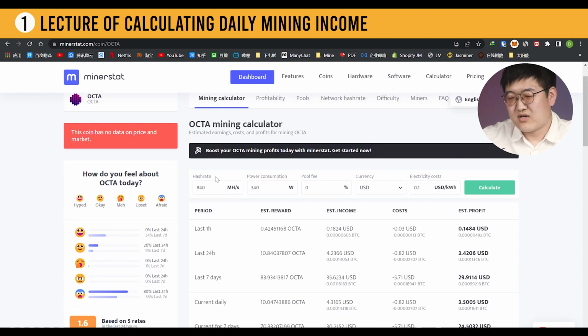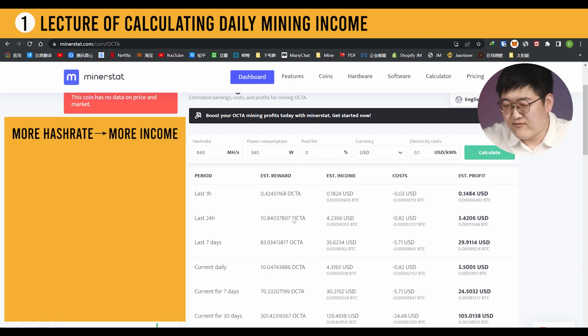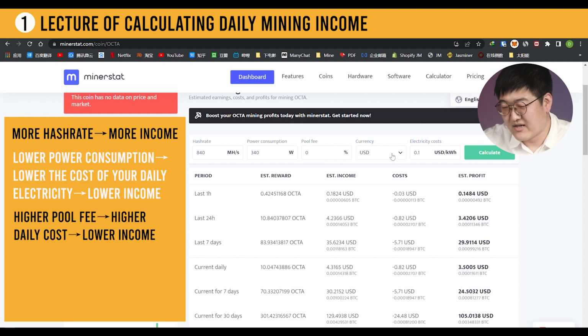Here you can see some figures that will affect your daily mining income, and you should put them in. These are hash rate and power consumption. The more the hash rate, the more the daily mining income of your token. The lower the power consumption, the lower the cost of your daily electricity. The higher the pool fee, the higher your daily variable cost. And currency, just ignore it. It will be the calculation for your region. You can choose USD, CNY, CAD, whatever.